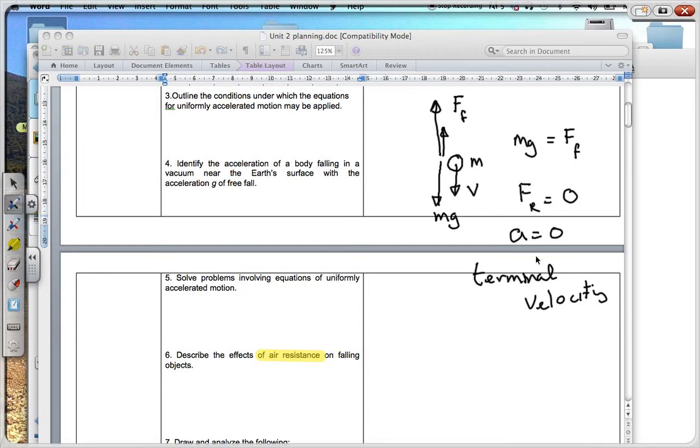We often get this with skydivers, who will be falling with, say, a terminal velocity of about 200 kilometers per hour. That is when the force of friction equals the force due to gravity acting upon them. Okay, let's try a few examples here, and we can see how they apply.